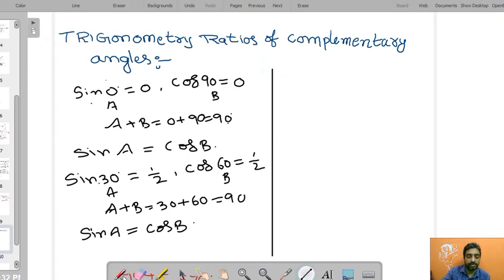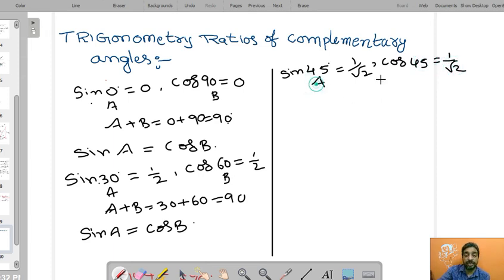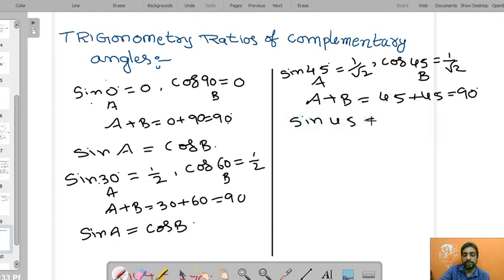Okay? Right. For example, one more angle we will take. Sine 30 is finished. Sine 45. Sine 45 degrees is equal to 1 by root 2. In the same way, cos 45 value is also 1 by root 2. Fine. Now A is equal to 45, B is also equal to 45. Now add them, A plus B is equal to 45 plus 45, 90. So the sum of two angles is equal to 90, which means they are complementary angles. So sine 45 is equal to cos 45. It means sine A is equal to cos B.